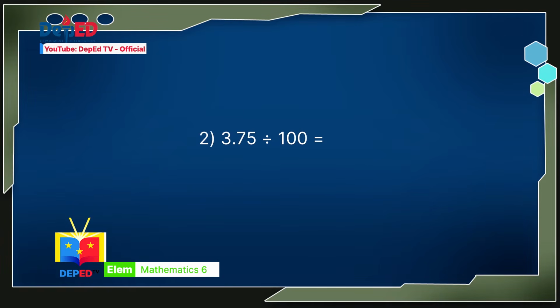Example number 2. 3 and 75 hundredths divided by 100. Since there are 2 zeros in the divisor, which is 100, move the decimal point of the dividend 2 places to the left. In this case, if you move 2 places to the left, there is no more digit before 3, so affix 0 to the left on the empty place. The new decimal number formed is the quotient. Hence, 3 and 75 hundredths divided by 100 is equal to 375 10,000ths.